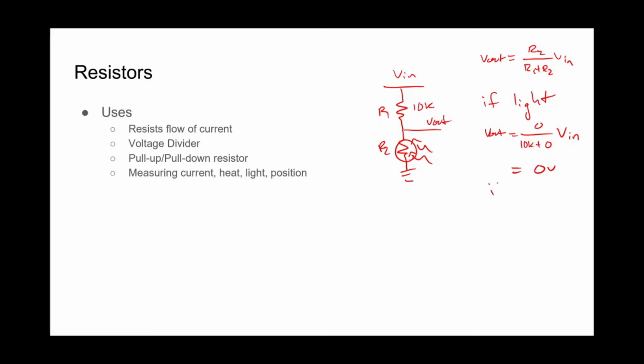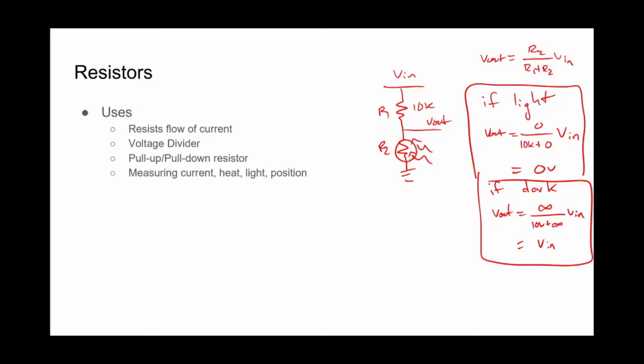Now, if it's dark, we have a very large resistance. So V out equals, we'll just say infinity over 10 kilo ohms plus infinity times V in. And no, you don't have to use L'Hopital's rule because we're just going to assume that this is equal to V in.